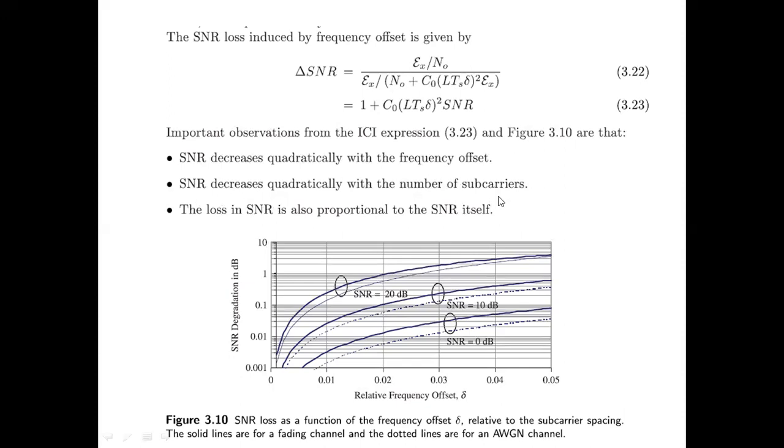So this is what is limiting us from using higher FFT points. 1024 is the maximum FFT points that we use. If you go for higher FFT points, it's much more sensitive to Doppler shifts, and you cannot use it for vehicular communication. The loss in SNR is proportional to SNR itself. So this is what limits. This frequency synchronization actually limits the number of FFT points that you can use.